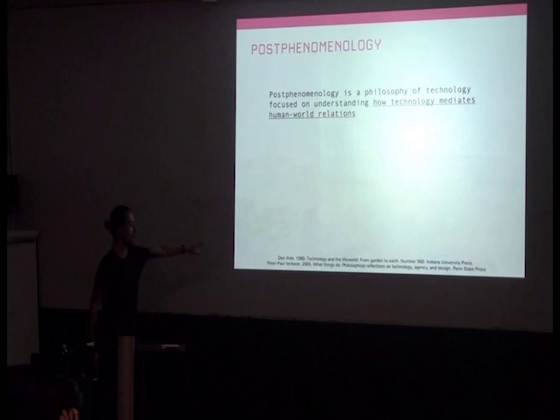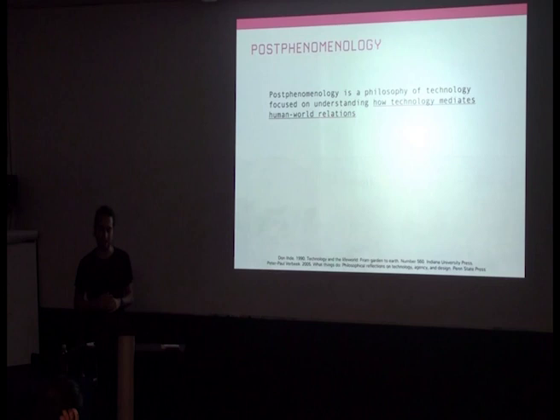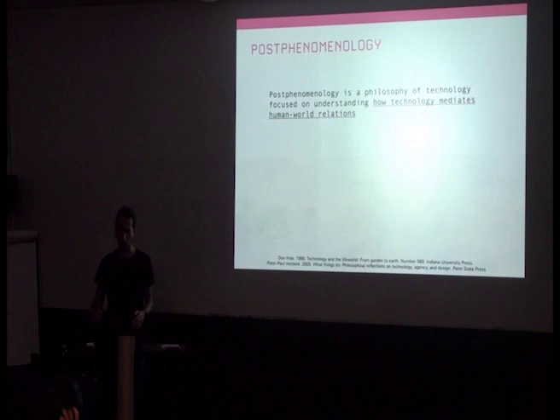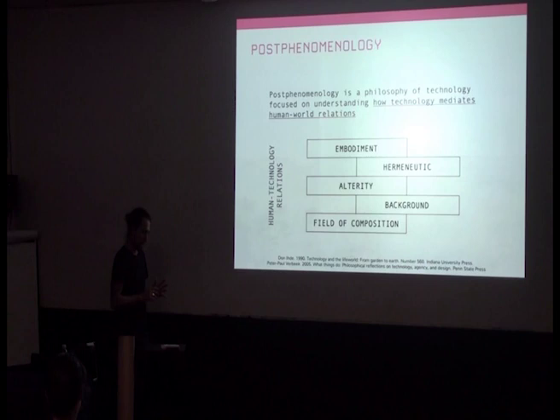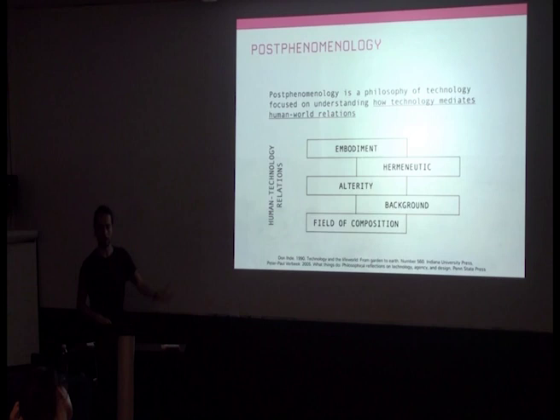If you have a couple of words of reference here, it was theorized at the end of the 20th century by Don Ihde and Verbeek. It's focused on understanding how technology mediates human-world relations, so it concerns how technology shapes the human experience. One of the most important things is that these philosophers theorize ways in which the relation between human and technology is divided into five big different relations. I'm trying to be quite quick.